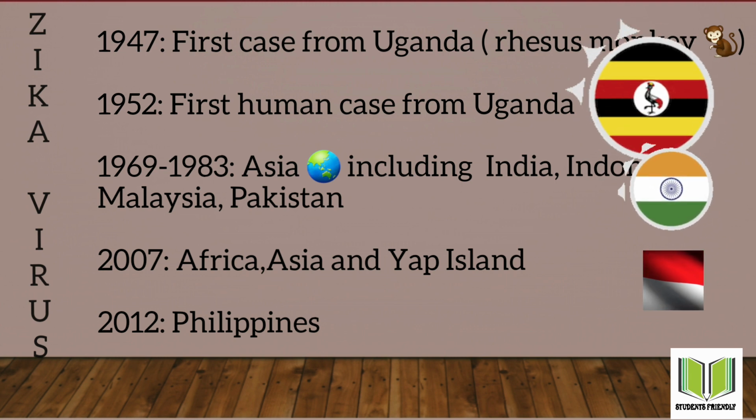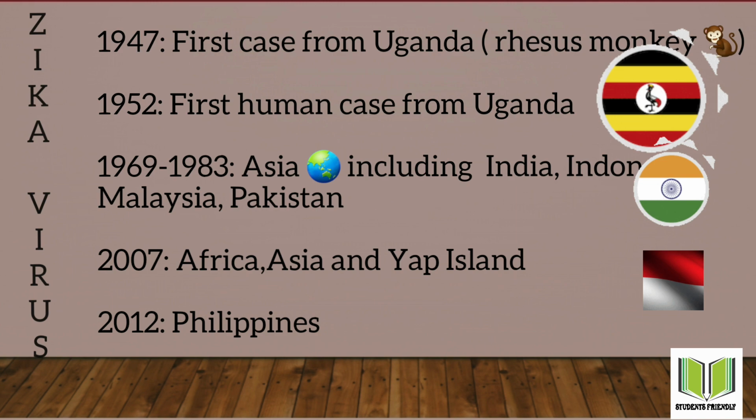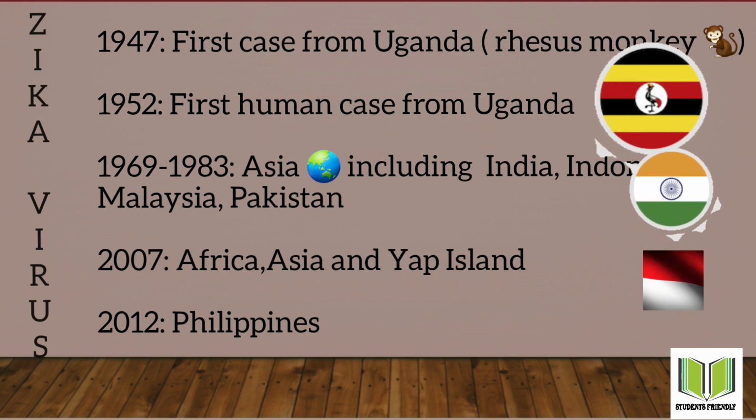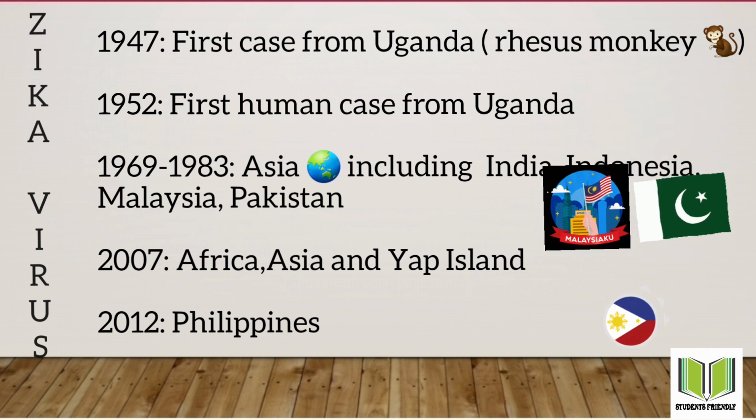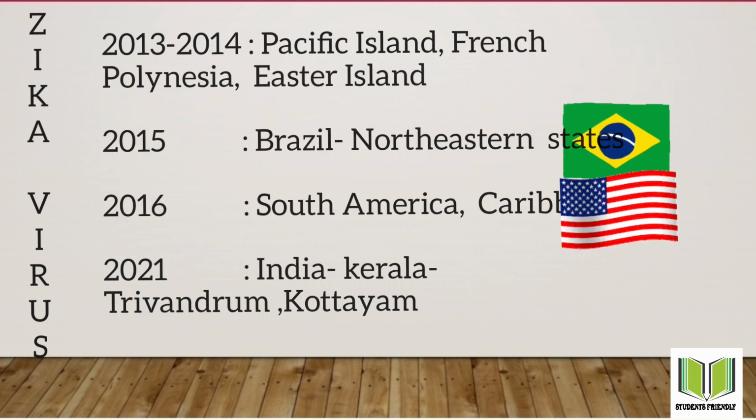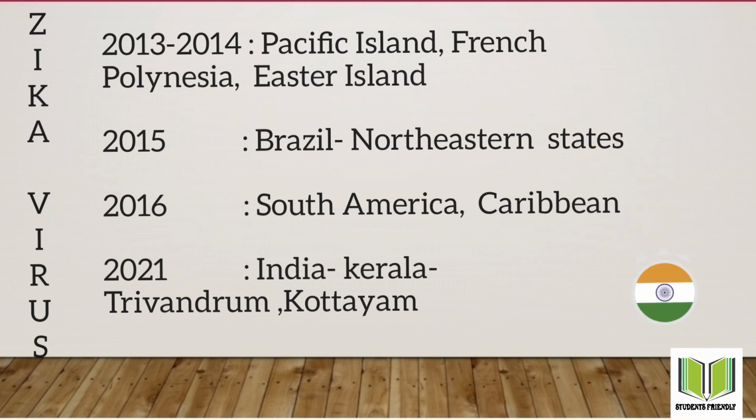Then 1969 to 1983, Asia, including Indonesia, India, Malaysia and Pakistan. Then 2007, Africa, Asia and Yap Island. This was the first large outbreak in humans. Then 2012, Philippines; 2013 and 2014, South America and the Caribbean; 2021, India, Kerala, Trivandrum and Kottayam.